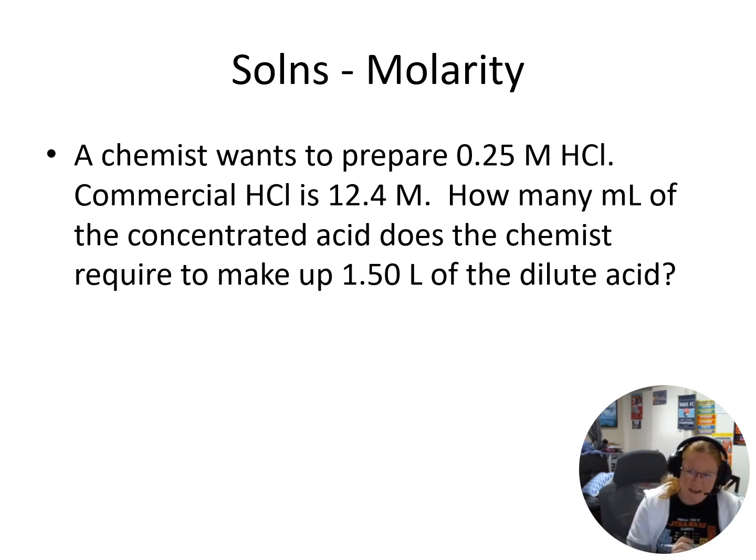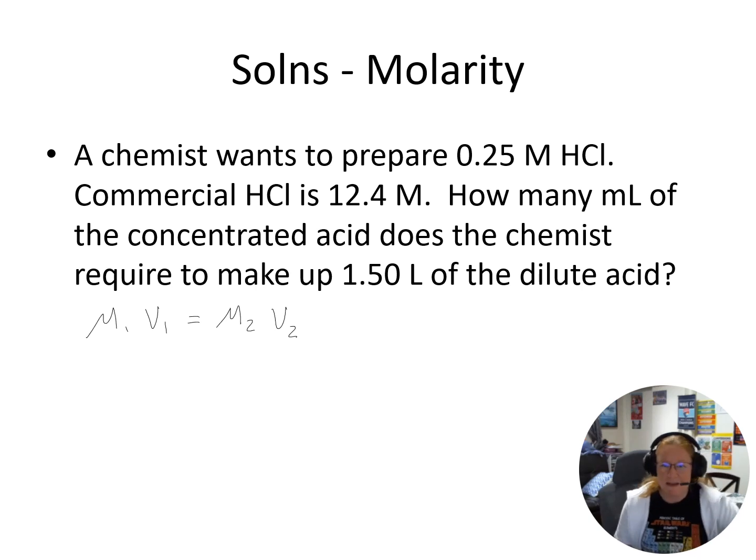For dilution, we have a really handy equation: M1V1 equals M2V2. This is an inversely proportional relationship. In this situation, we're trying to make a less concentrated solution, and we're making a whole 1.5 liters of it. When one variable goes up, the other goes down. So we would expect that we would not need a whole lot of that concentrated 12.4 molar hydrochloric acid in order to make this particular solution.